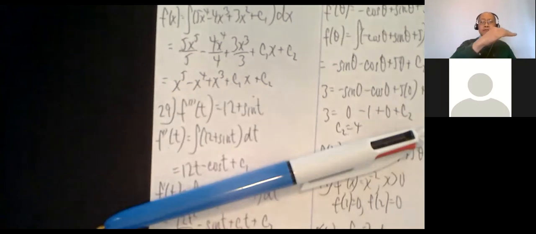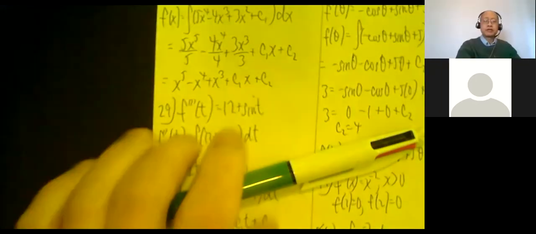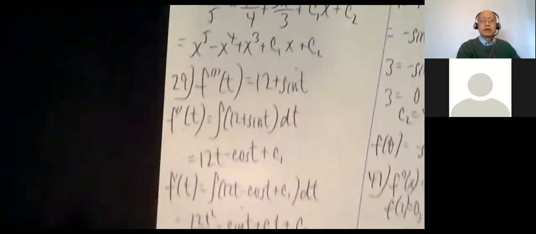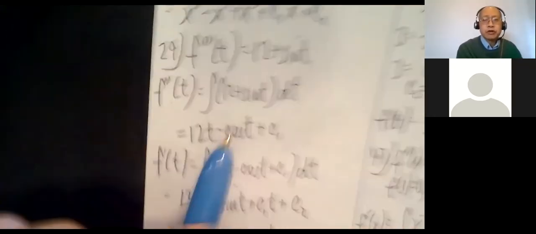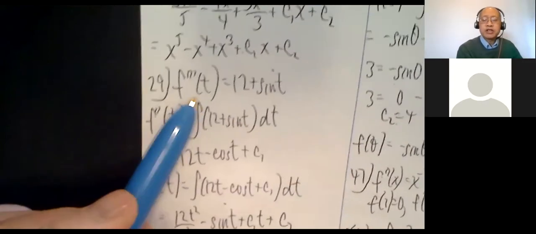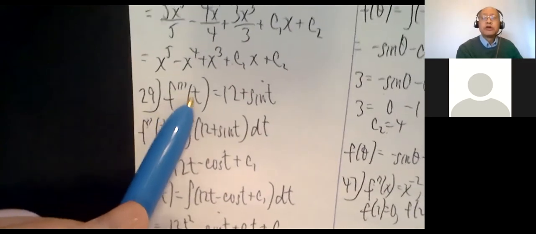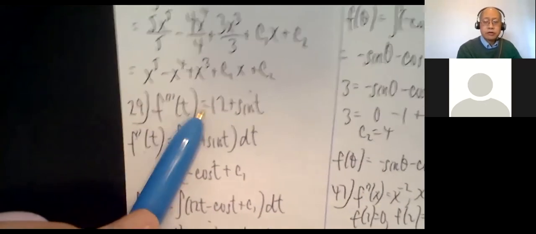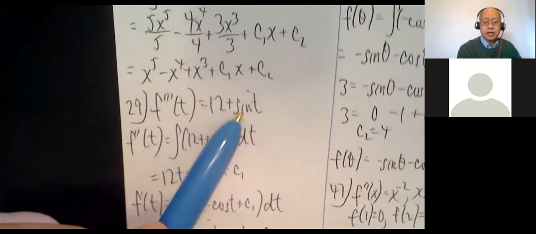So I integrate, second derivative. Integrate again, first derivative. Integrate again, I'm back at the original function's height, so to speak. Okay. So we're not asking for the third derivative of 12 plus sine t. We're asking what functions are there whose third derivative ends up being 12 plus sine t.